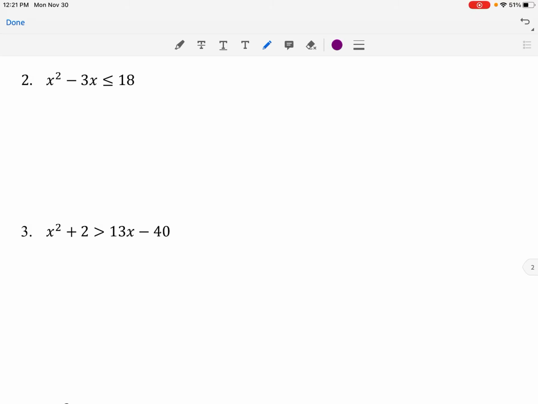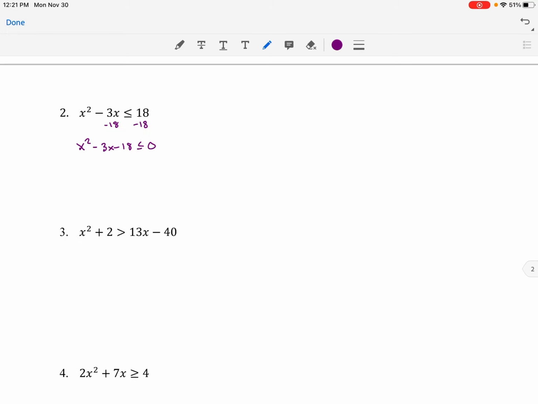So we're going to be using the same steps again to solve these next couple inequalities. On number 2, we have to get 0 on one side to begin. So we minus the 18 on both sides. And now we have 0 on one side. And so now we treat this like an equation instead. So we pretend like there's an equal sign there.